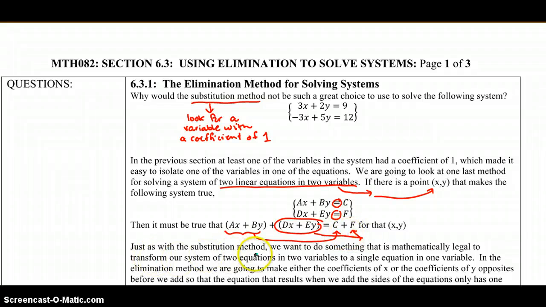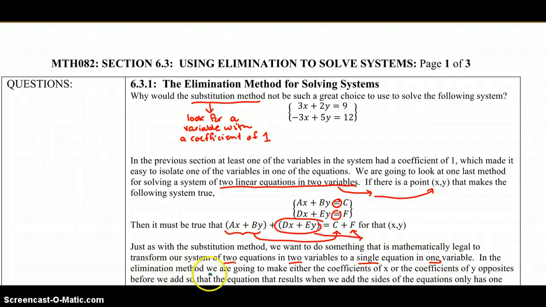Just as with the substitution method, we want to do something mathematically legal to transform our system of 2 equations in 2 variables to a single equation with just 1 variable. And then we can use our techniques from the last unit to solve for x or to solve for y, whichever the remaining variable is.